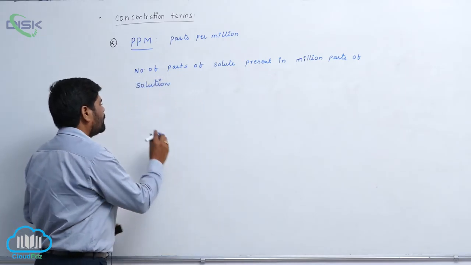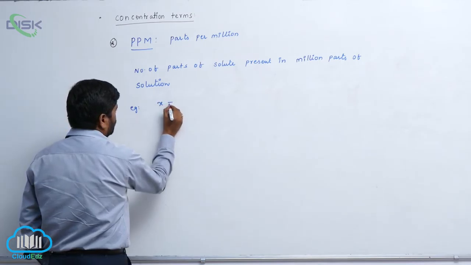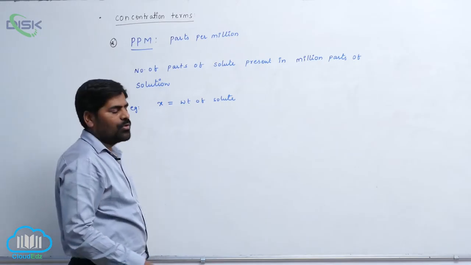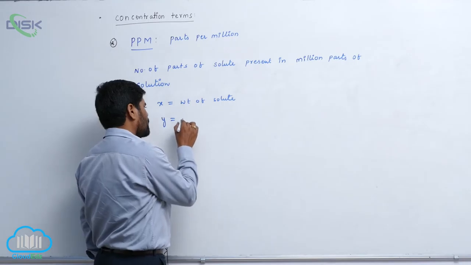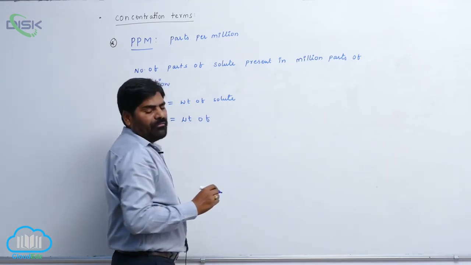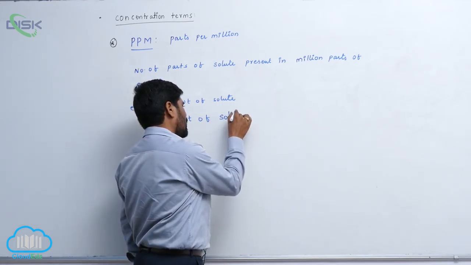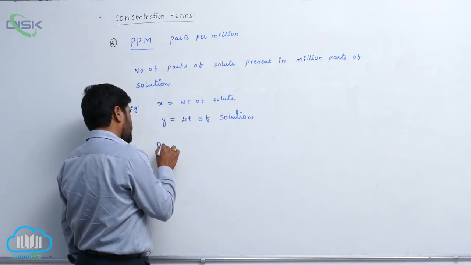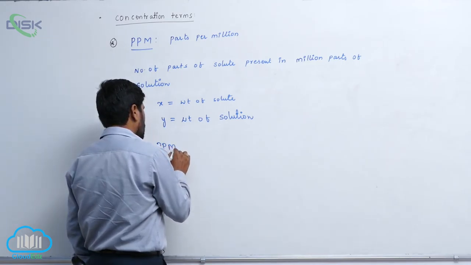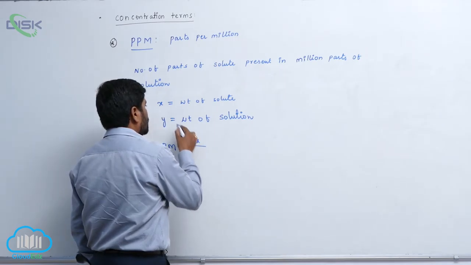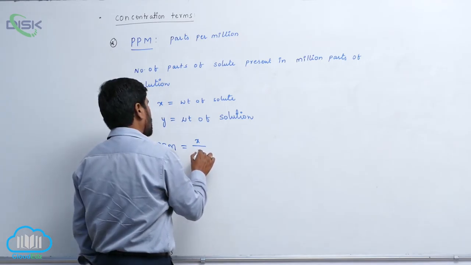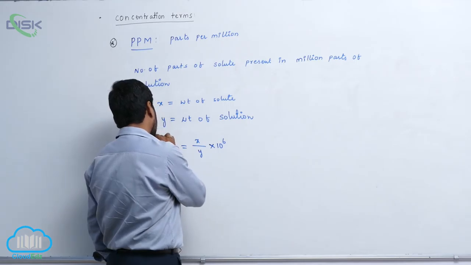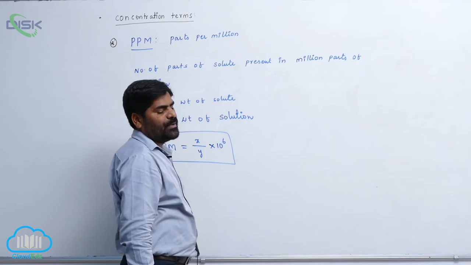For example, x equals weight of solute. What is this? Weight of solute. Y equals weight of solution. Weight of solution. So therefore, parts per million, PPM, equals the number of parts of solute, that is x parts of solute, by parts of solution, into 10 power 6. Million parts means what? 10 power 6.